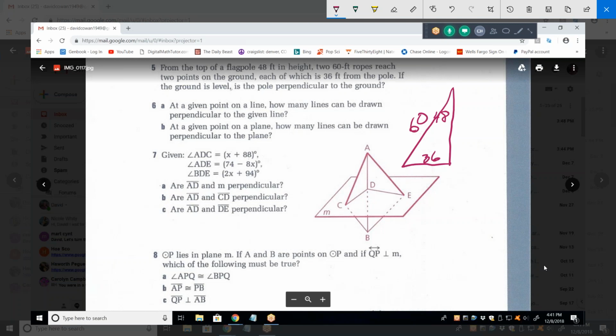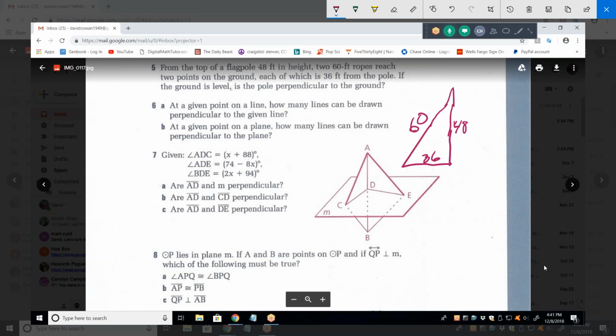First of all, is that a proper right triangle? Let's see. I can divide each side by 12, so I have 3, 4, 5. Yeah, that is a 3, 4, 5 triangle. Let's put that dimension right there, so we're not confused. So that indeed is a right triangle. If the ground is level, each of which is 36 feet from the pole, is the pole perpendicular?